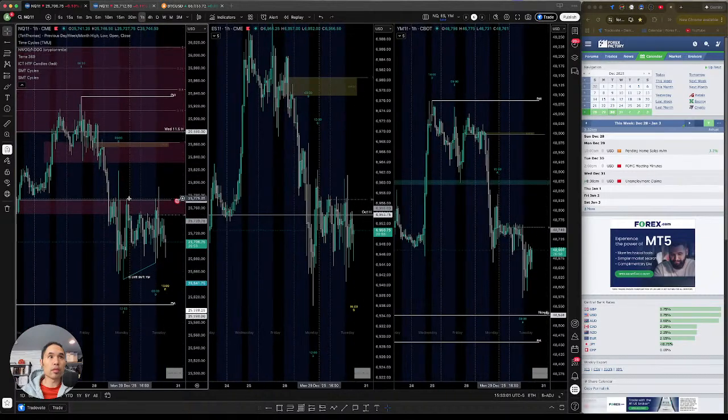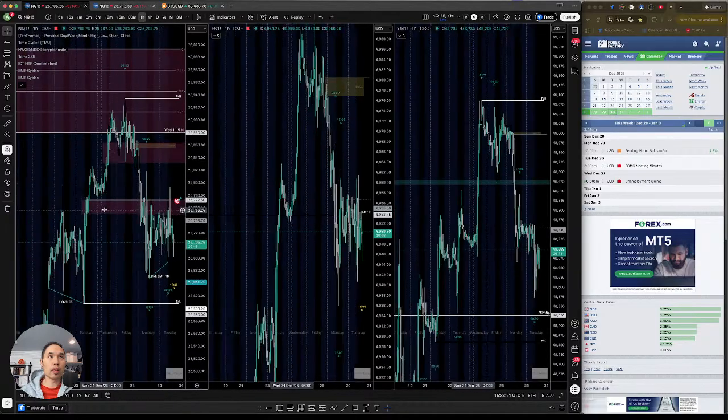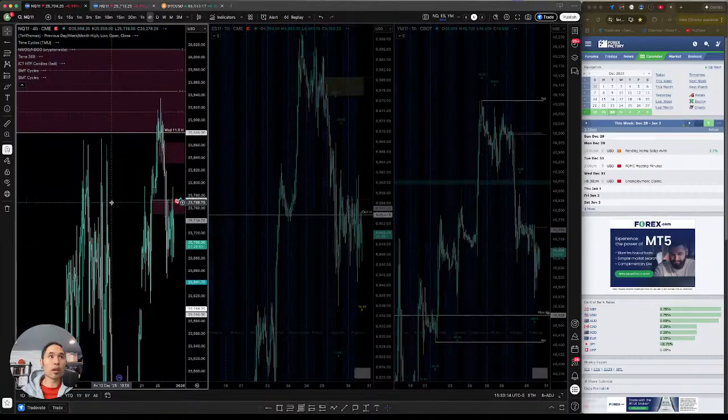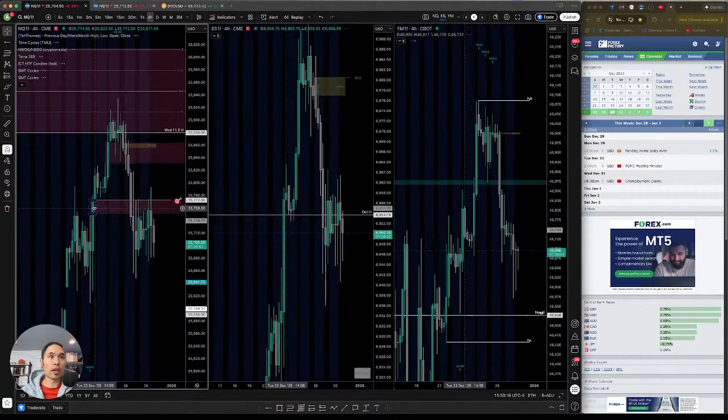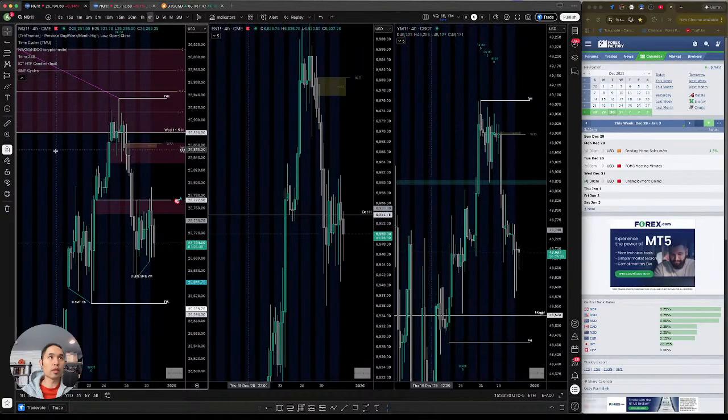I don't know why my SMT indicator is not working, but right here, we took out these highs. ES didn't take out the high, and then this was a 4-hour SIBI inverse. So I haven't had this marked out. This marked out. There we go. Indicator's working now.